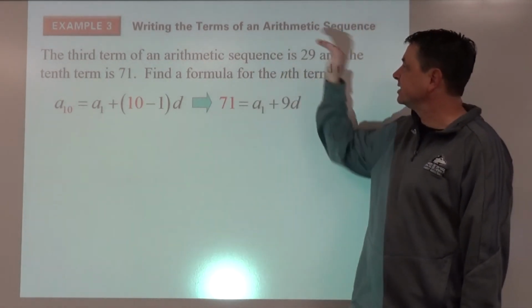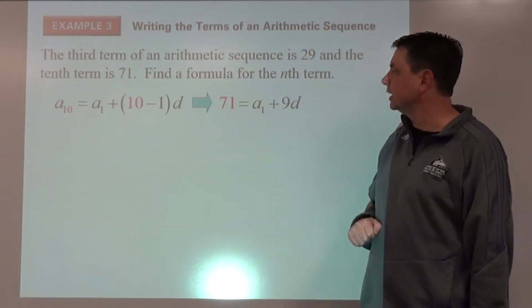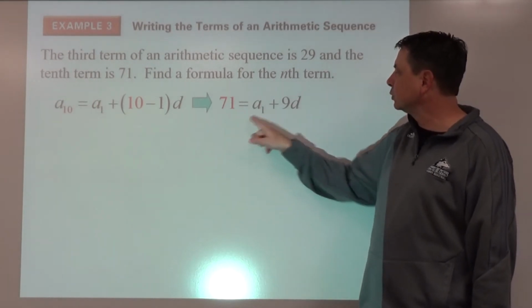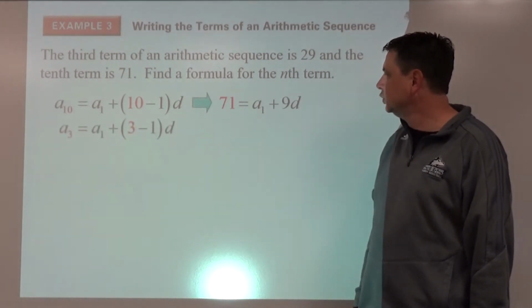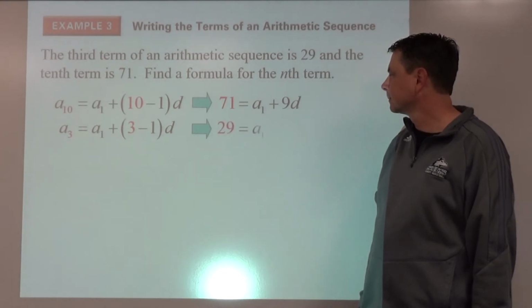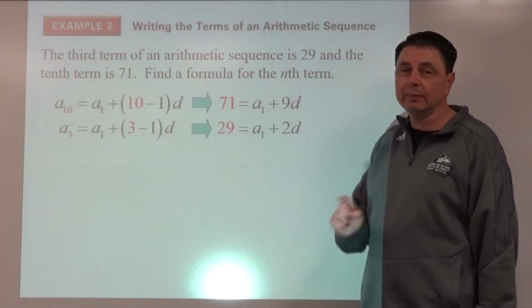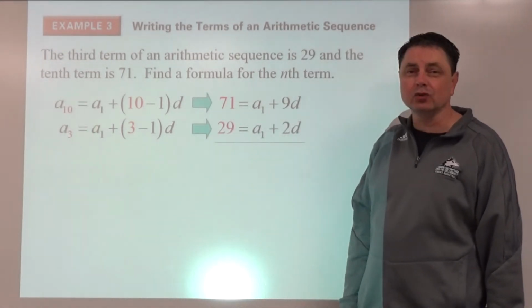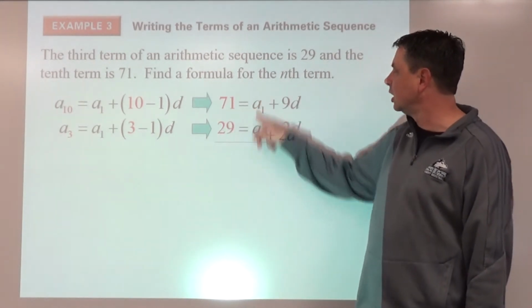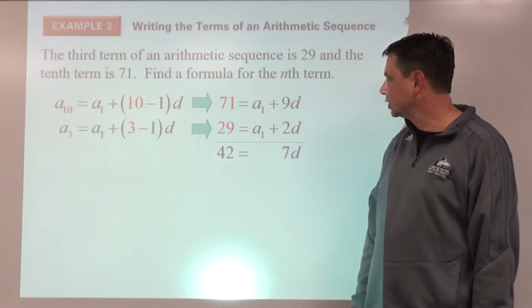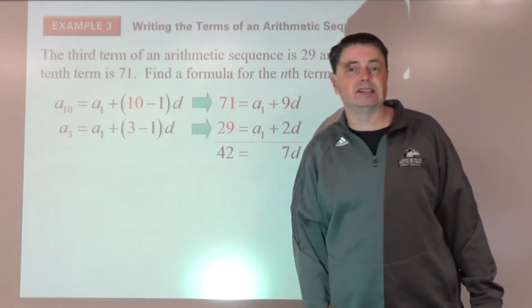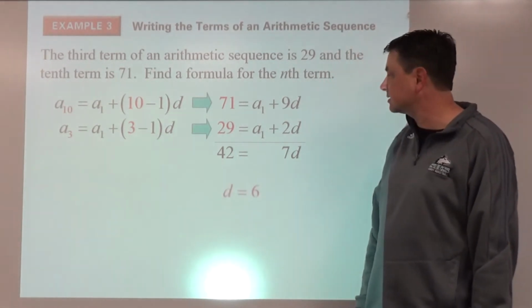And then we're going to do something similar for the third term being 29. So 29 equals a sub 1 plus 2d. We're going to eliminate the a sub 1s by subtracting the two equations in columns. So 42 equals 7d, and that leads to d, our common difference, being 6.